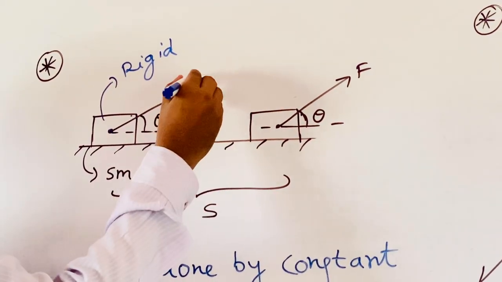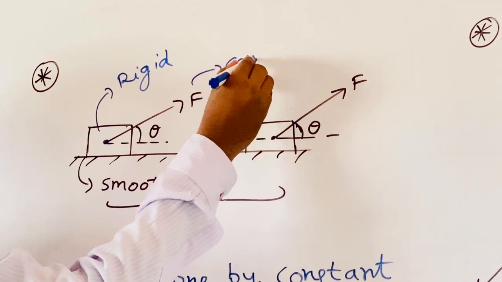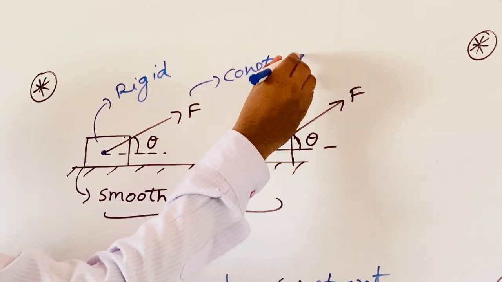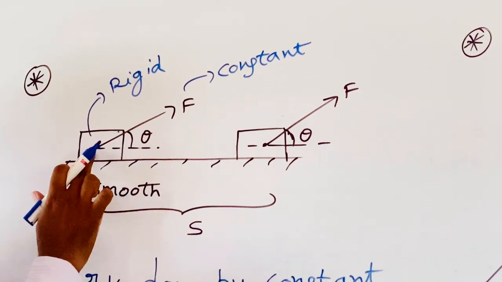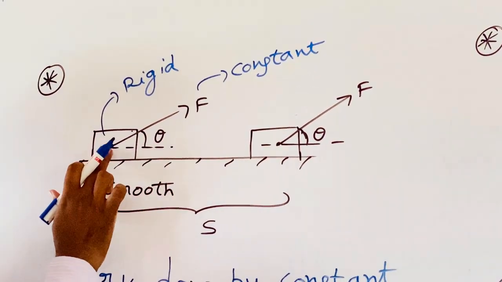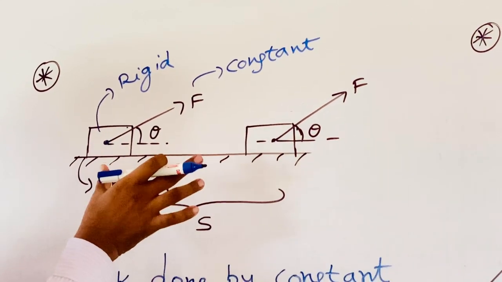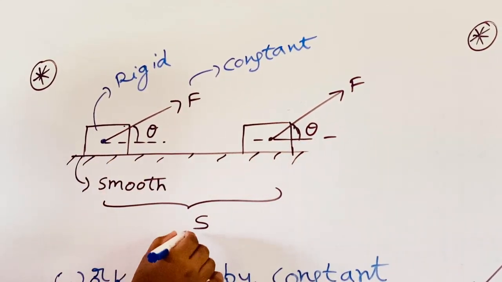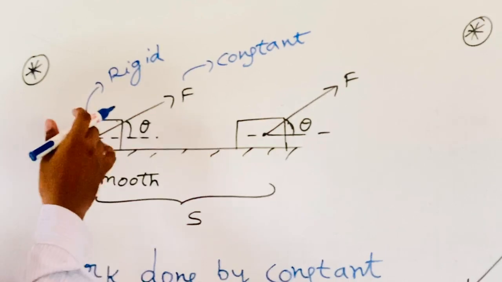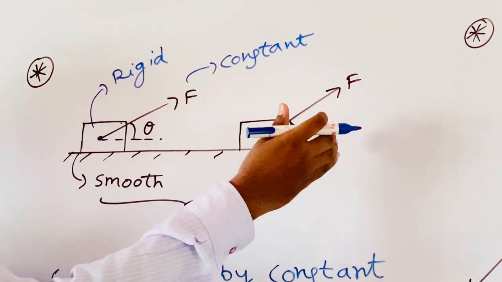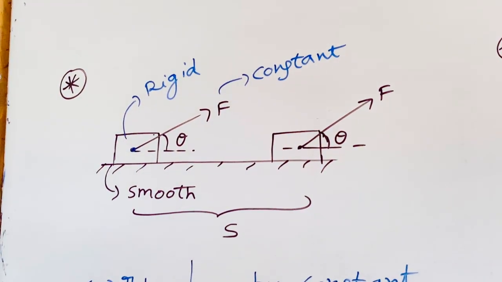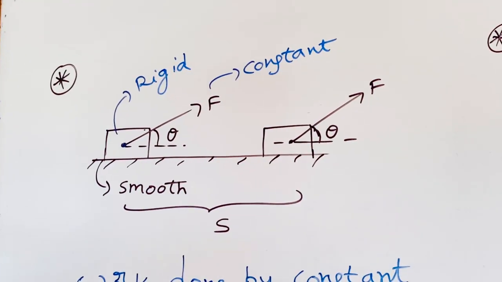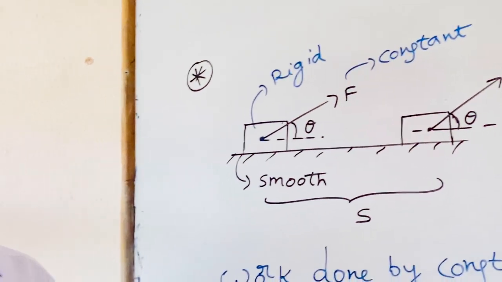Nothing but this force is what in nature? This is constant in nature. Under this constant force, this object is moving from here to there. Nothing but the displacement of the object is S and the direction of the object is towards right. In this condition, what is the work done by the constant force? First of all, recall that term, what do you mean by work?